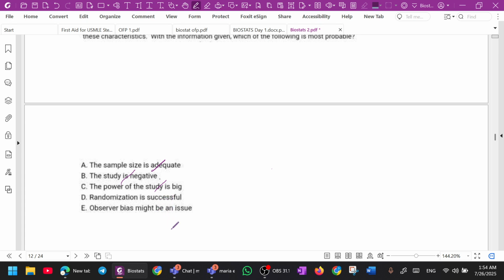And then they say observer bias might be an issue. They didn't even tell you if the researcher observed something, if it was a cohort and the researcher followed them for years, or if it was a case control. They didn't tell you anything about the observer in the question. So the only thing this is, is randomization. Randomization is the only thing they talk about. You can hear where they say, oh, we made sure we matched them by age and hypertension and blah blah blah. So they mentioned that.